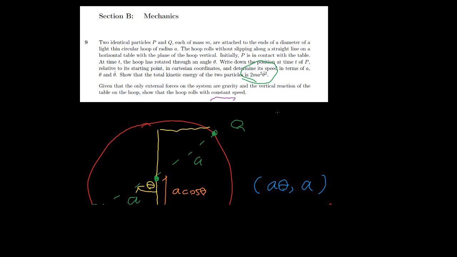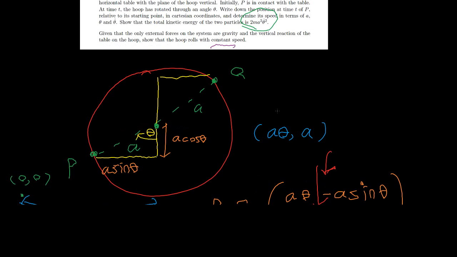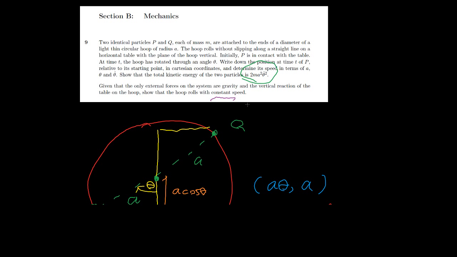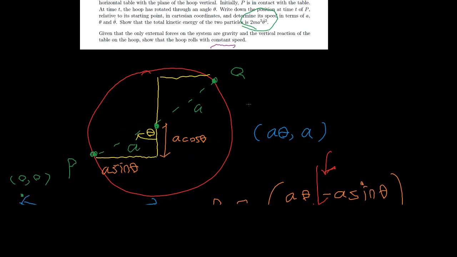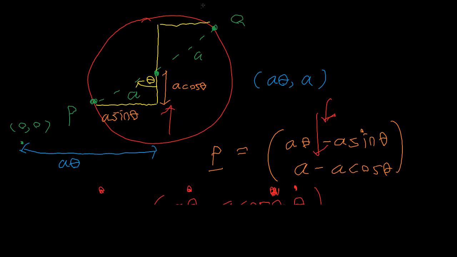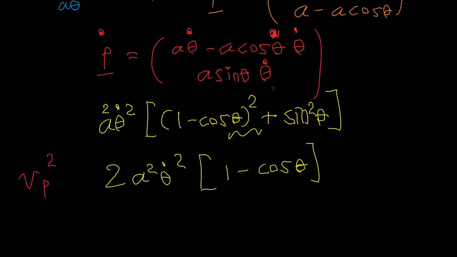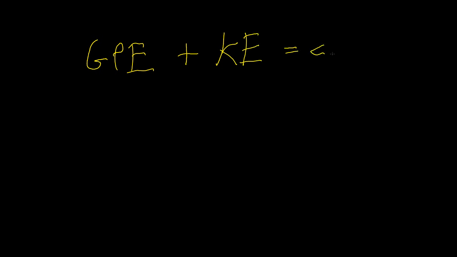That's true if there's no energy coming in or out of the system. If you look at the only forces acting in the system, gravity and the vertical reaction of the table and the hoop, those forces are actually going to cancel out. So there's no net work done in the system, so energy indeed is conserved. And what do we know about the energy? Well, there's GPE plus kinetic energy. It's conserved, so that's constant.